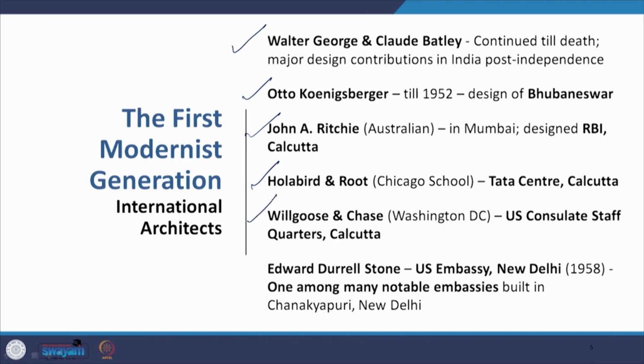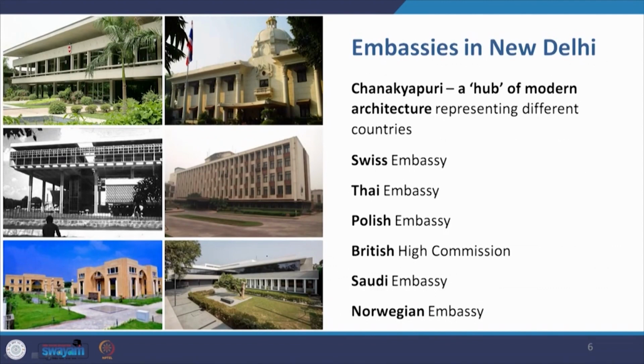Then Vilgus and Chase from Washington designed the US Consulate Staff Quarters in Kolkata, and Edward Durrell Stone designed the US Embassy in New Delhi in 1958. This was one amongst the many notable embassies that are part of Chanakya Puri in Delhi today. These are the various examples, and Chanakya Puri is a hub of modern architecture representing these different countries.